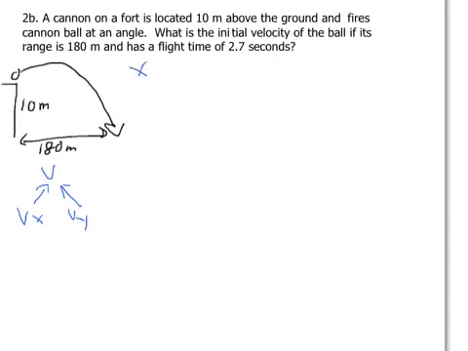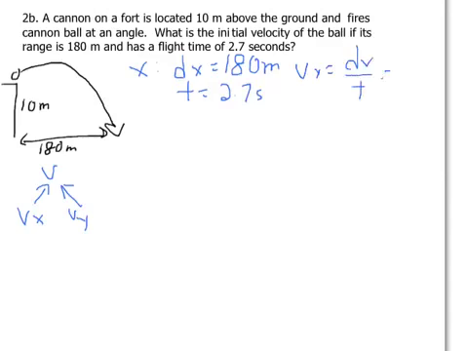Let's look at the horizontal component first. In order to calculate velocity, we need the range, and that's given to us. It's 180 meters. And we're also told a flight time of 2.7 seconds. To find the horizontal velocity, we just need to use the equation Vx equals dx divided by t. Our range, or horizontal distance, was 180 meters. Flight time of 2.7 seconds. So then we can calculate our horizontal velocity was 66.6 repeating meters per second.